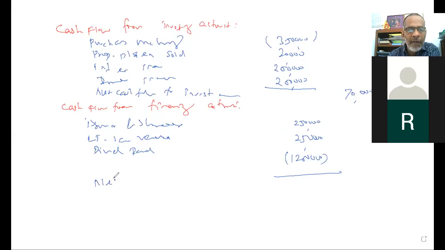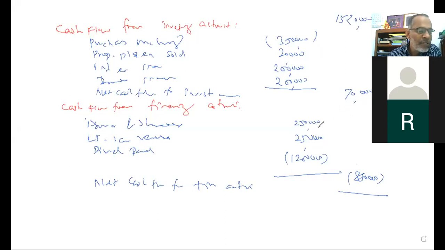Here you have to find out the net cash flow from financing activities, that will be 880,000, basically minus. Already we have 1,520,000 positive, 70,000 also positive, 880,000 minus. Therefore, 710,000 is the net increase or net decrease in cash and cash equivalent.